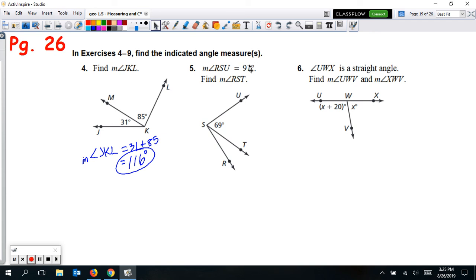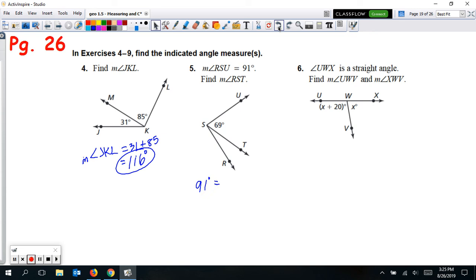It says find the measure of RST. That's this one here, the smaller one that we don't know. We do know this other side is 69. It shows us in the diagram. So we're going to have to do a little subtraction on this one. As we set this up, the bigger angle is 91, so we start with that. Start with the bigger one.